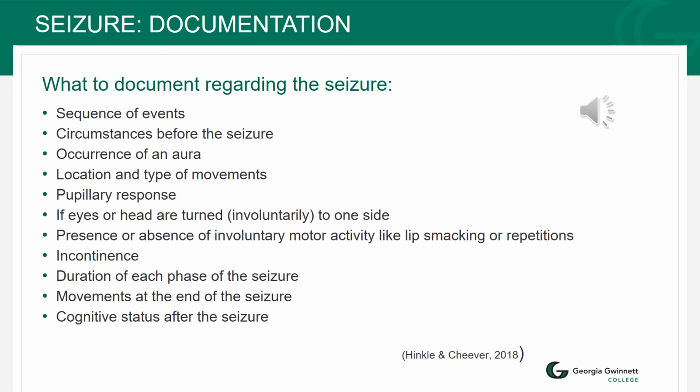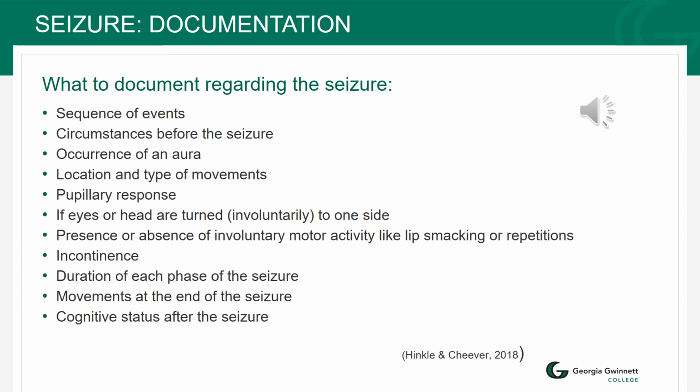So again, remember, with the tonic-clonic seizures, that tonic period is the stiffening of the muscles, and the clonic period is when they start jerking. They have rhythmic jerking of the extremities. So you're going to want to document how long they did either one of those activities.